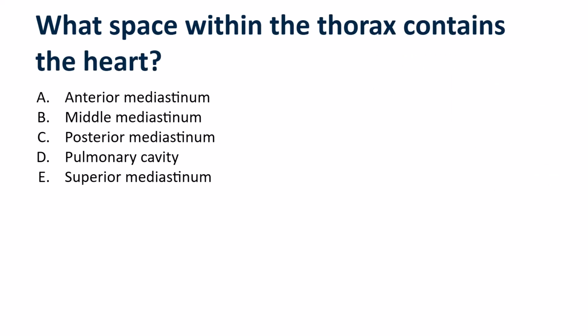So let's evaluate some of this knowledge. Which space within the thorax contains the heart? A, anterior mediastinum. Nope. B, middle mediastinum. Yes, absolutely. It's defined by the pericardium, and the pericardium contains the heart. C, posterior mediastinum. Nope. D, pulmonary cavity. No. E, superior mediastinum. No. If you were just asked this question, mediastinum generally would be correct, but the most correct answer would be middle mediastinum.